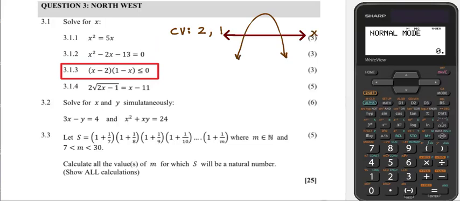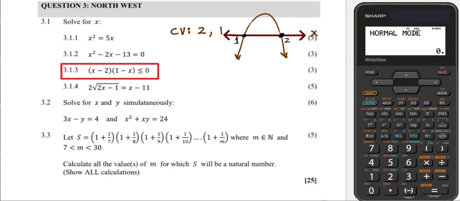Now, because of these numbers, the smaller number is 1. So 1 comes first, it must be on the left, and 2 goes to the right. I can put a shaded dot there. Why? Because in this case there is an equal sign, so I put the equal sign. Now, what are they telling me? The sign says less than. What does less than mean?